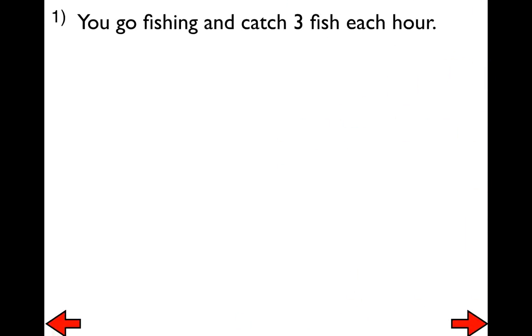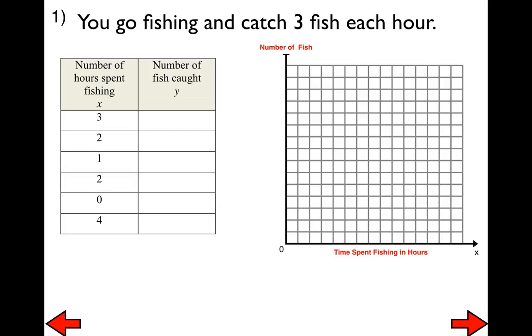Okay, so let's take a look at this example right here for a second. It says, you go fishing and catch 3 fish each hour. So just think for a second. For the first hour, you get 3 fish. For 2 hours, you'll get, you guessed it, 6 fish. For 3 hours, what is it? 9 fish, okay? So, hopefully you got the idea.